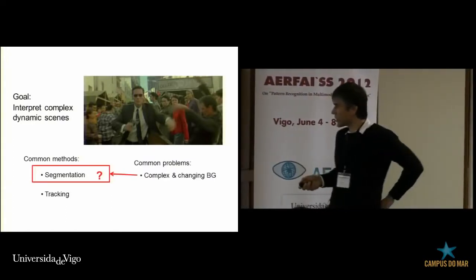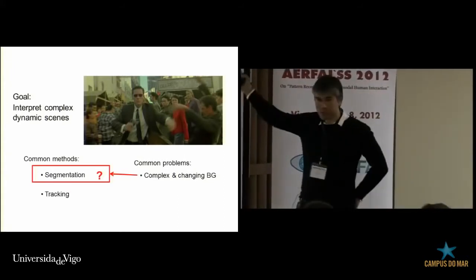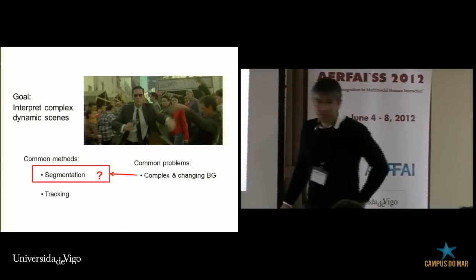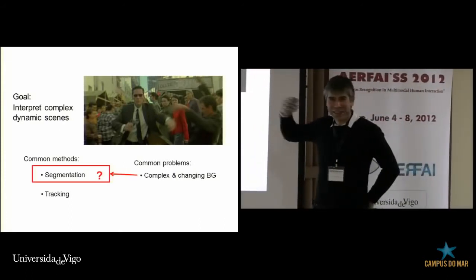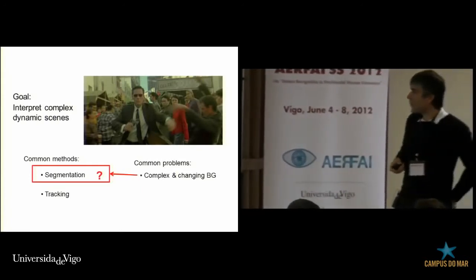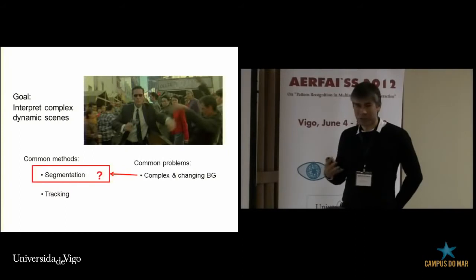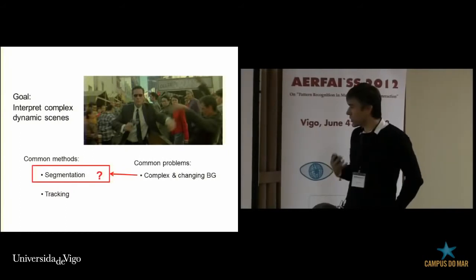For segmentation, we have a complex and changing background. So we just cannot segment the scene. Can you see something here? It's maybe hard. Because the background is dynamic and everything is moving, it's basically impossible to segment the scene.